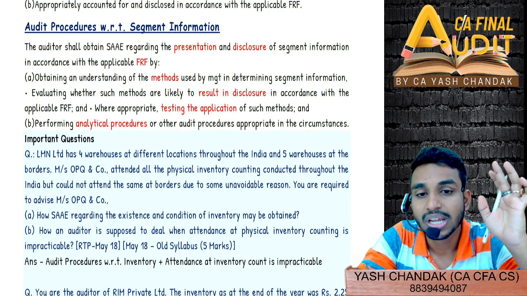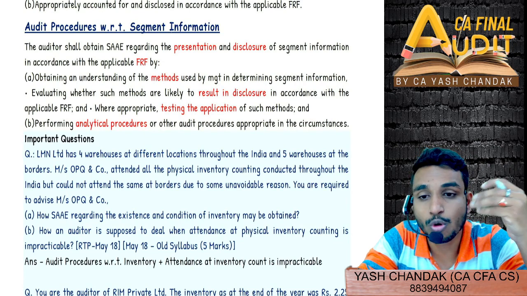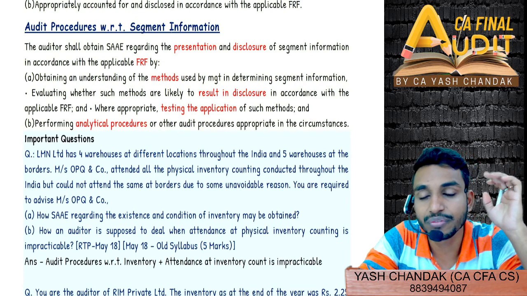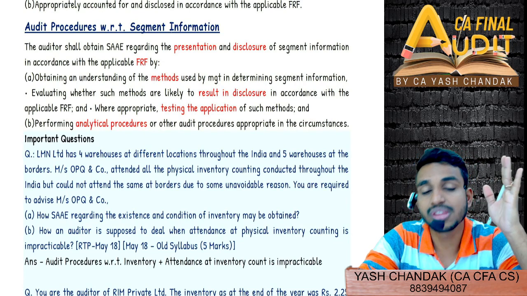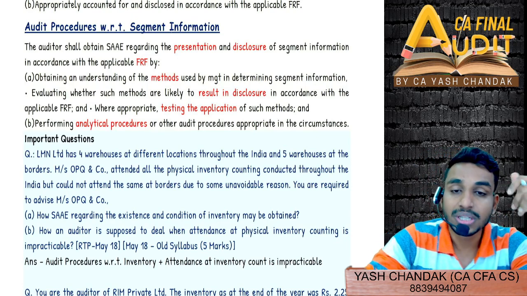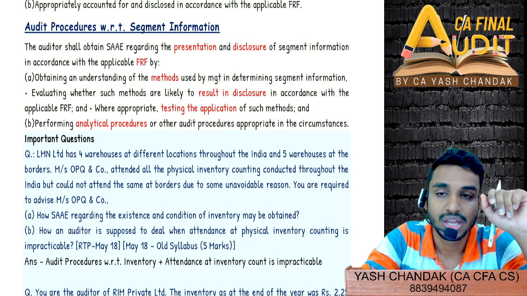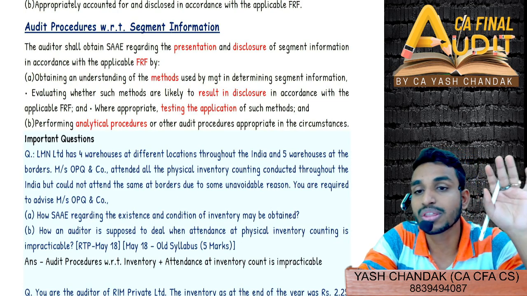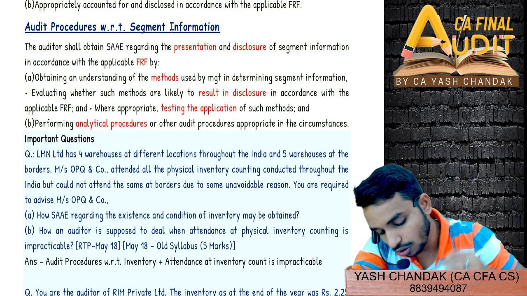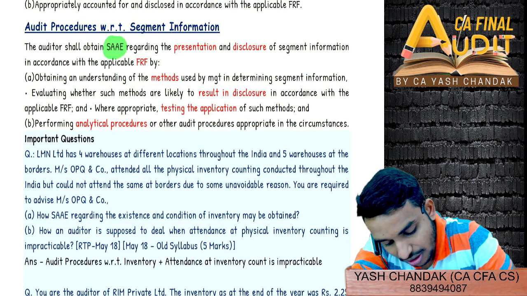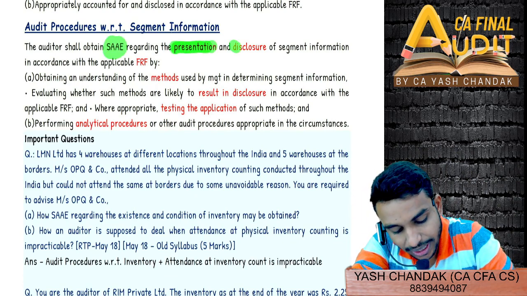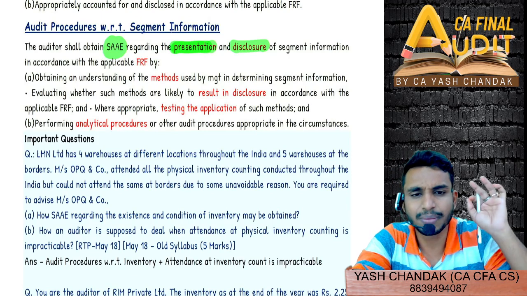That means, suppose we have certain divisions X, Y, Z, and we have to specifically disclose this segment-wise. That means how much X segment is performing and how much better segment Y is performing over X. So for that purpose we are doing segment reporting. The auditor has to obtain sufficient appropriate audit evidence with regard to representation, that means presentation and disclosure. So segmentation is nothing but presentation.